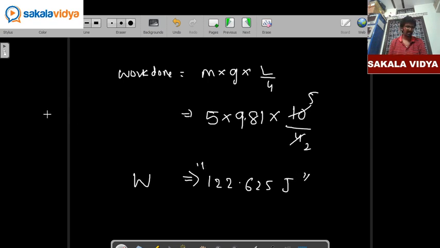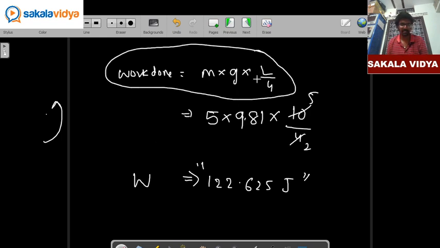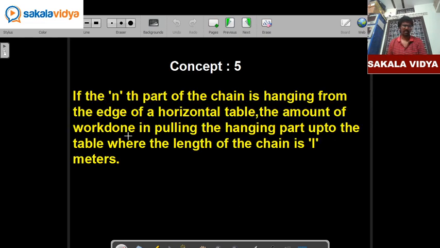So what is the work done in order to link the lower end of the chain with the top end? The formula is m into g into L by 4. The answer is 122.625 joules. Concept number 5. If the nth part of a chain is hanging from the edge of a horizontal table, find the amount of work done in pulling the hanging part onto the table, where the length of the chain is L meters. So what is given here?